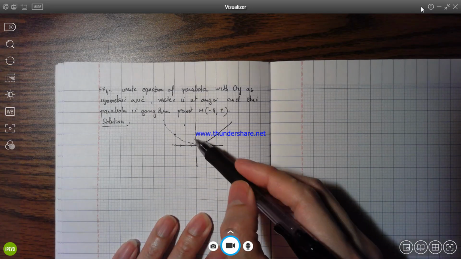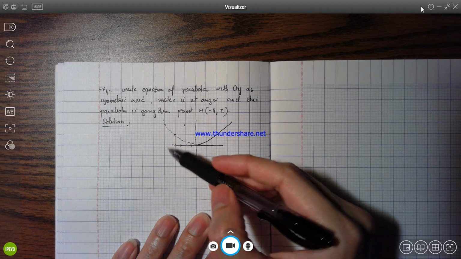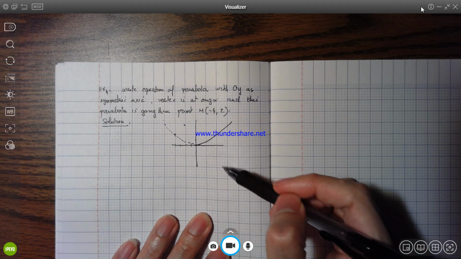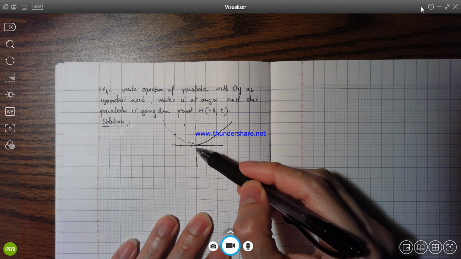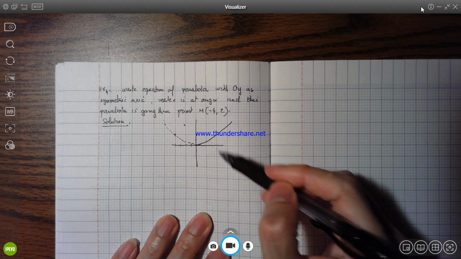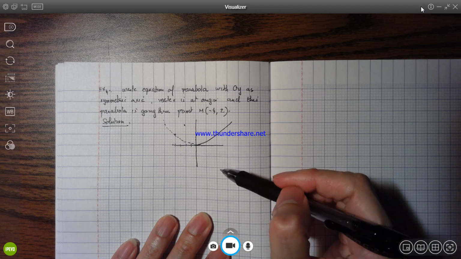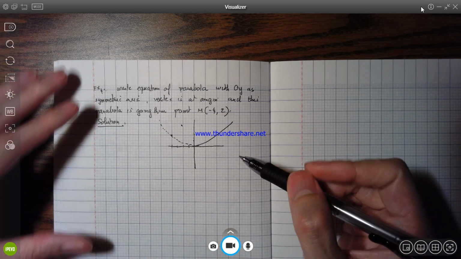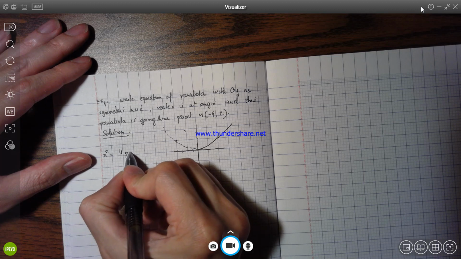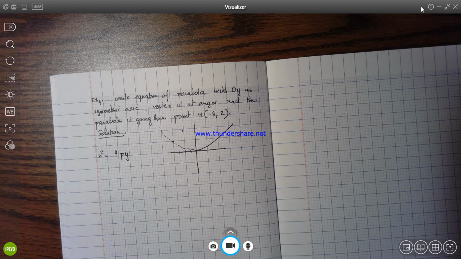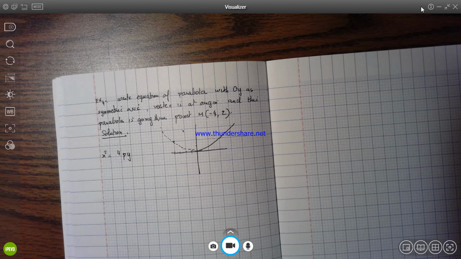It cannot be opening down. The only way it goes through (-4, 2) and opens down is like this, but then the vertex is not at the origin anymore. See that? Impossible. So it must be opening up, and if it's opening up, we have x squared equals 4py. So our goal right now is to find p.